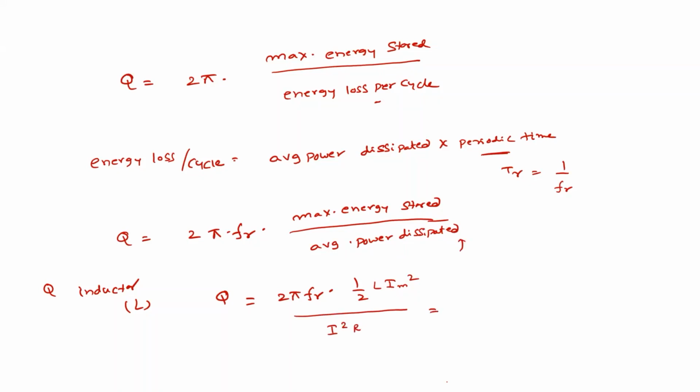So this Im can be written as, how to write this Im? Im is root 2 into I, right? So root 2 into I. So write that.